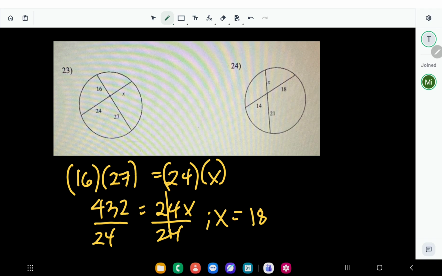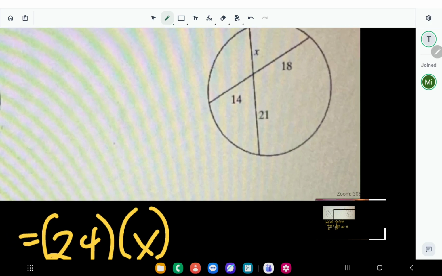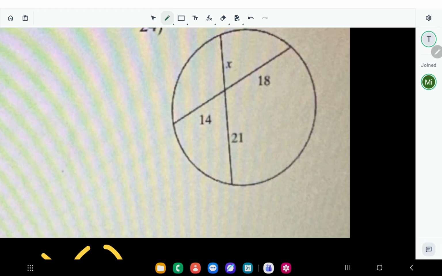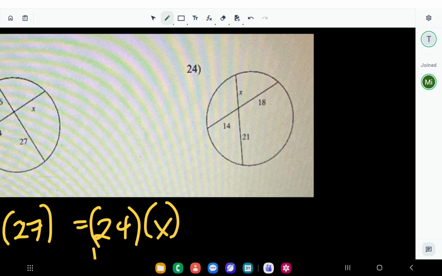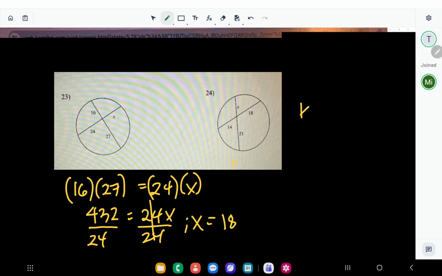Then for number 24, okay, 24, this one. So the same, the chords, then we multiply them. So this is 14 times, what happened? 14 times 21, no, times 18 equals 21 times x. What is 18 times 24?